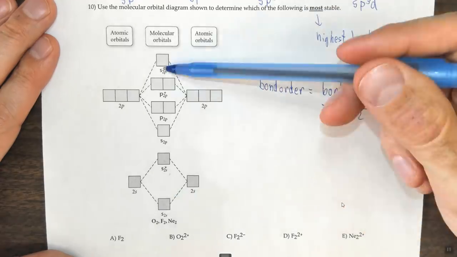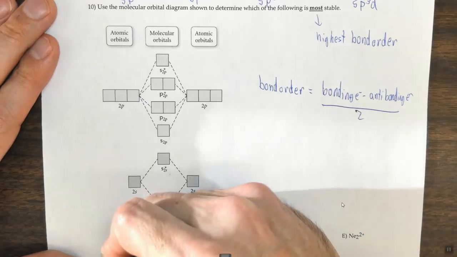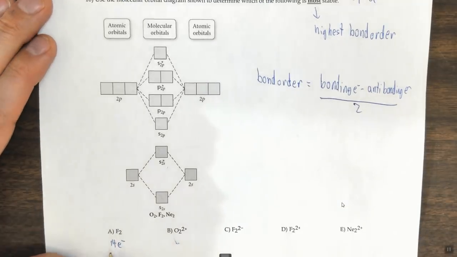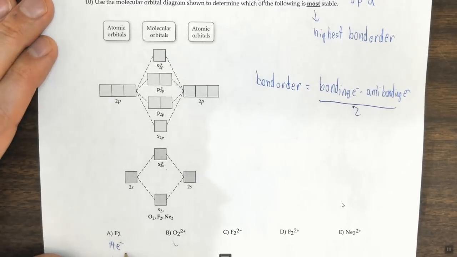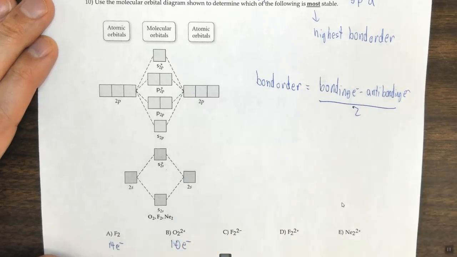So how do we know how many electrons to put in here? Well, we put in the valence electrons. So if we look at fluorine, F2 has 14 valence electrons. There's 2 fluorines, each has 7 valence electrons, for a total of 14. If we look at O2 2+, each oxygen has 6, 2 times 6 is 12, but it's 2+, so it has 10 electrons. Turns out that's the magic number, and I'll show you why in a minute.